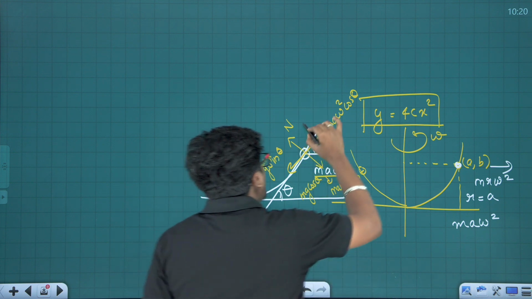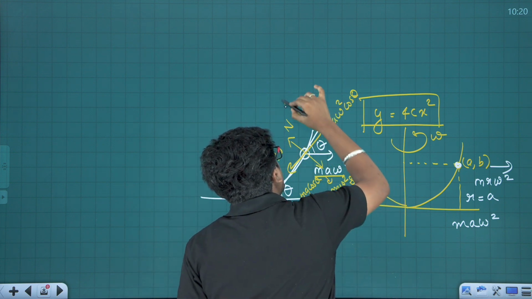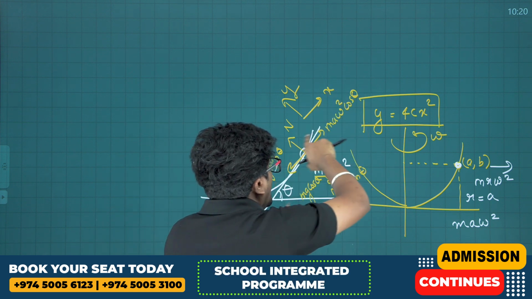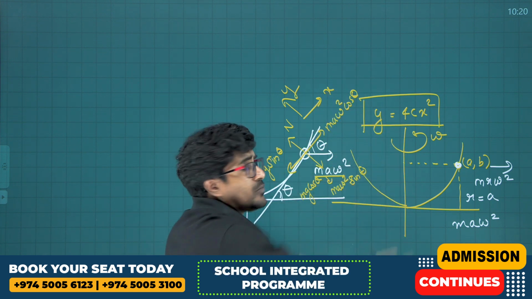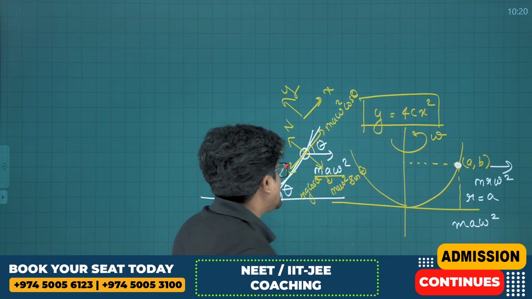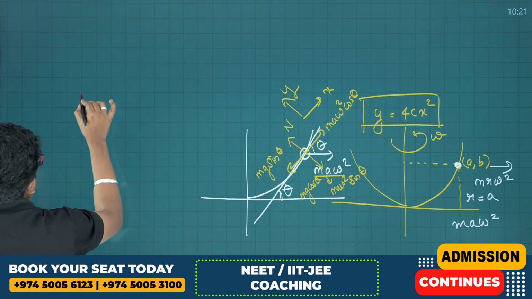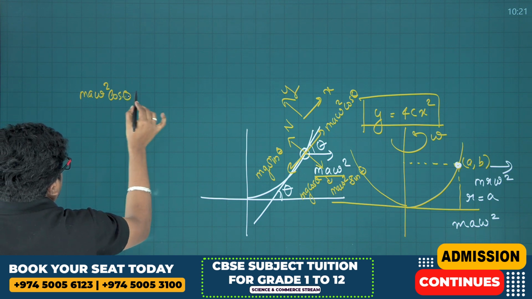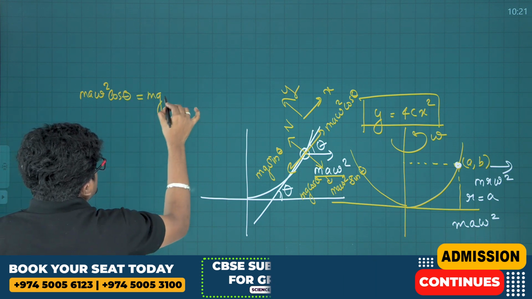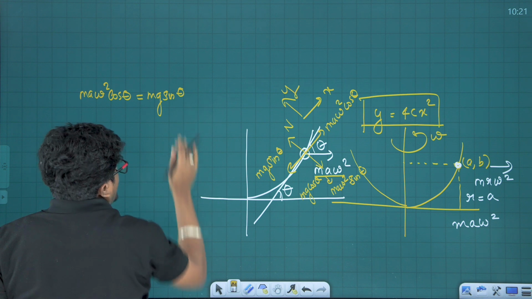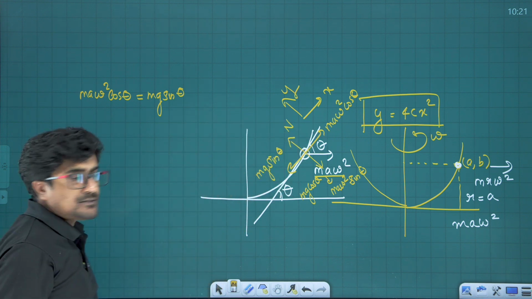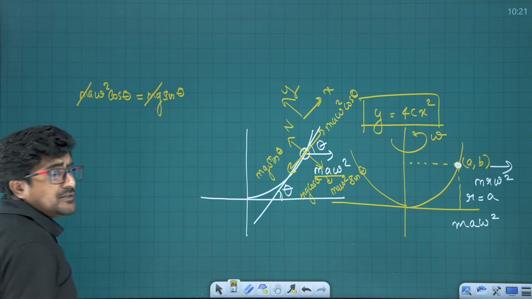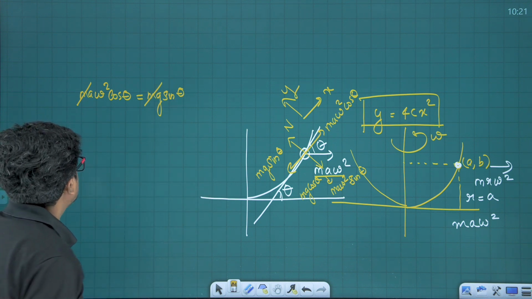So, considering the equilibrium along the x axis, means the one along the direction of m a omega square cos theta, I am taking it as the x axis. So here m a omega square into cos of theta is equal to what? M g sin theta. That is keeping this body in equilibrium along the x axis. So here m and m will cancel each other.